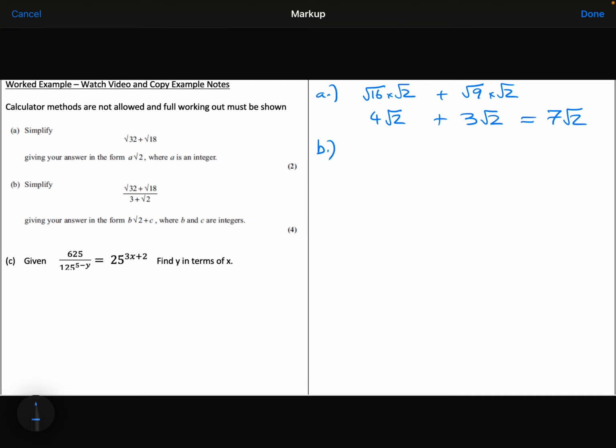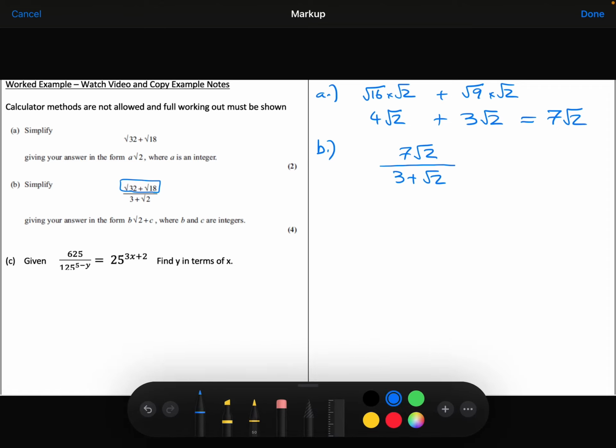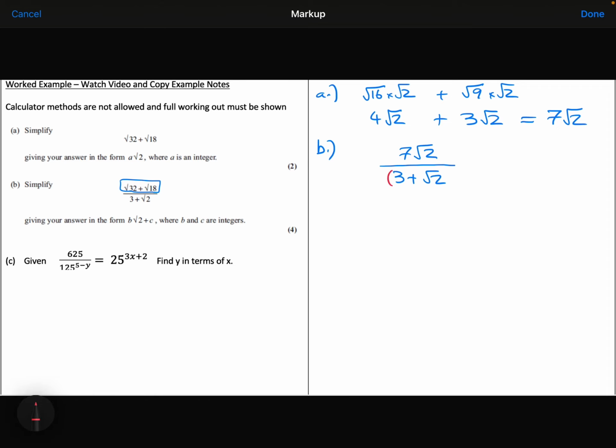Part B says to simplify root 32 plus root 18 over 3 plus root 2. Well, in part A, I've already simplified that numerator. So I'm going to write that as 7 root 2. Now I just need to rationalise the denominator. In order to rationalise the denominator, I'm going to multiply top and bottom here by 3 minus root 2.